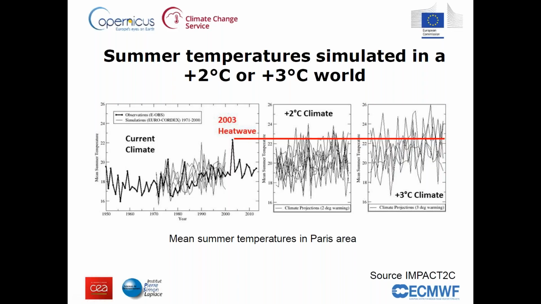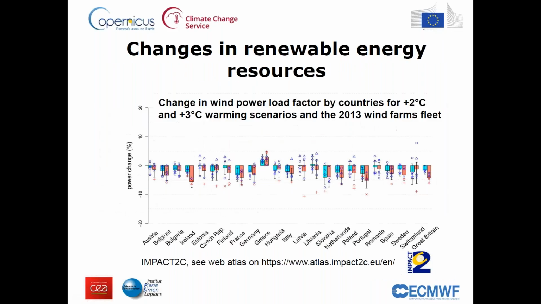So there's a lot of simulations shown in the two right hand side windows, which show about 10 simulations in each case, showing how the temperature around Paris would be in a 2-degree warmer climate or 3-degree warmer climate, and showing that, for instance, in a 2-degree warmer climate, such a heat wave would appear with a frequency of less than 1 year out of 4, but in a 3-degree climate, almost 50% of summers would reach this value. So this could have some implications, of course, for the energy sectors.